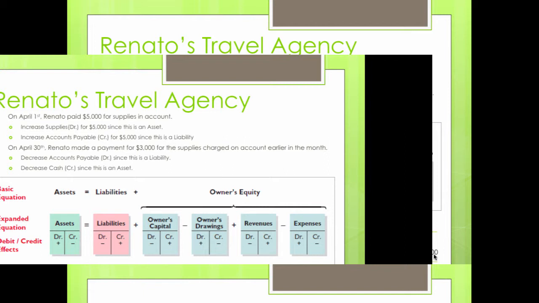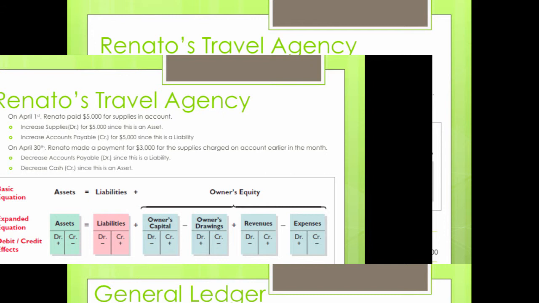You continue that with the journal every time there's a transaction, and that's all you do. And if you notice, on each of these T accounts, there's a balance. The balance lands either on the debit or the credit side. As I explained earlier, when the debits are greater than the credits, you have a debit balance. In this case, we only have supplies for $5,000 and nothing on the credit side, so our balance is going to be on the debit side, $5,000.